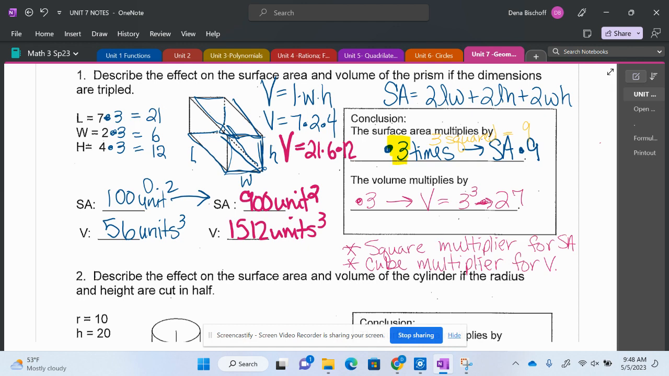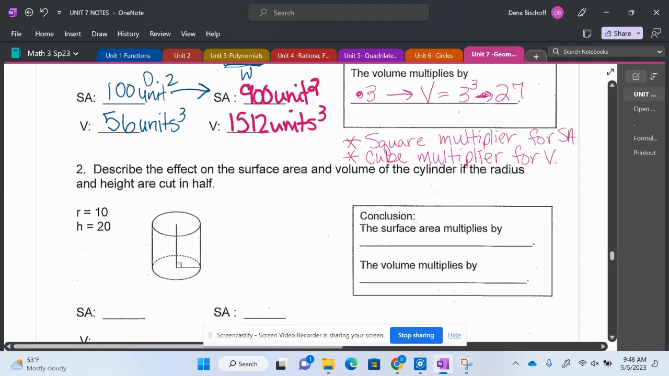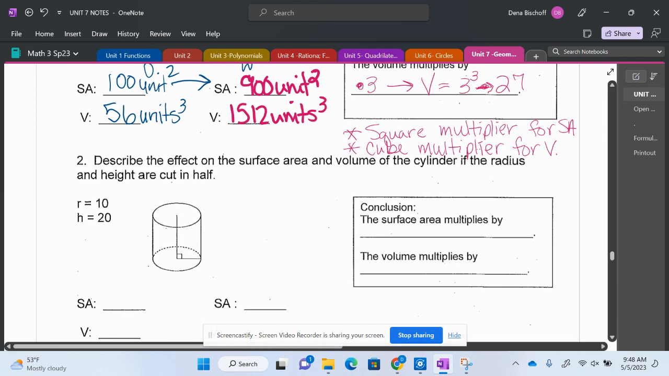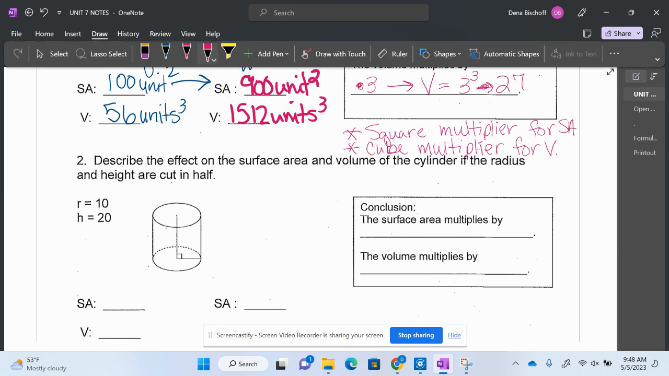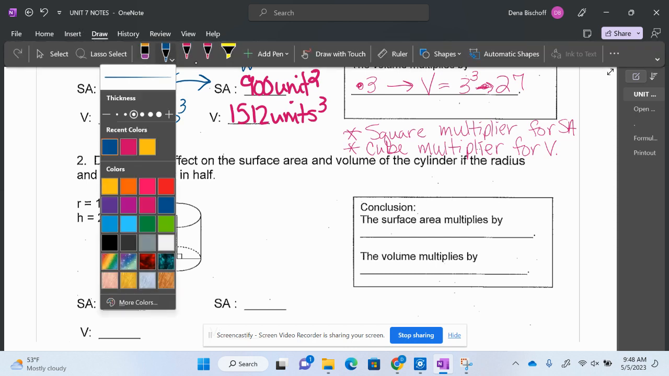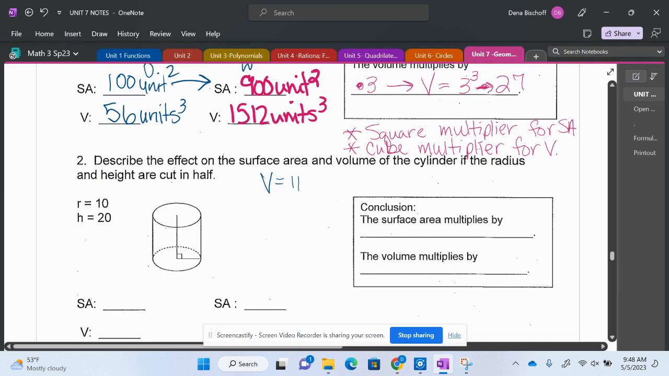Okay. So hopefully we're not going to have to think really hard on the next one. To find the volume and the surface area of a cylinder, let's see: volume is pi r squared h, and surface area is 2 pi r squared plus 2 pi r h.